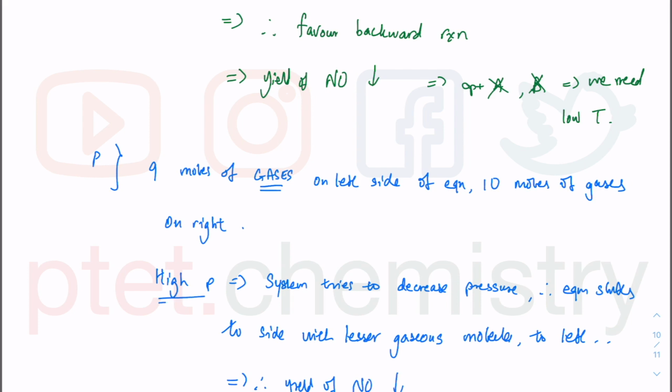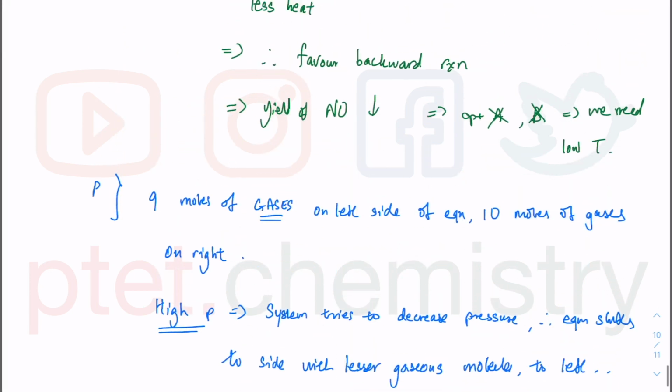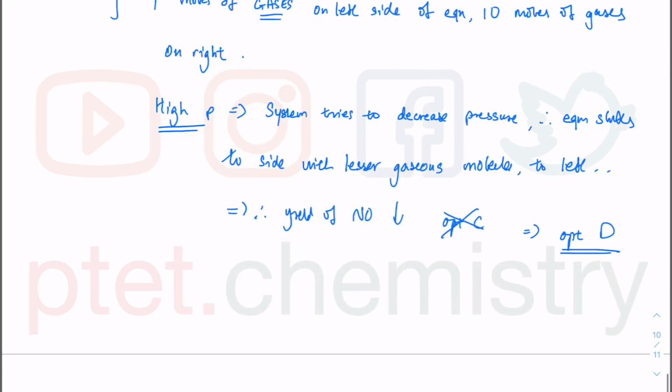This is for high pressure. That is no good. That is not what we want. Therefore, option C is not what we want. We want option D as our answer because we want low pressure so that it will shift to the side with more gaseous molecules to increase the pressure. It will shift to the right because there is a greater number of molecules of gases, and therefore they will give us more NO. Okay, so in combination with the temperature and the pressure, option D is the answer that you're looking for.